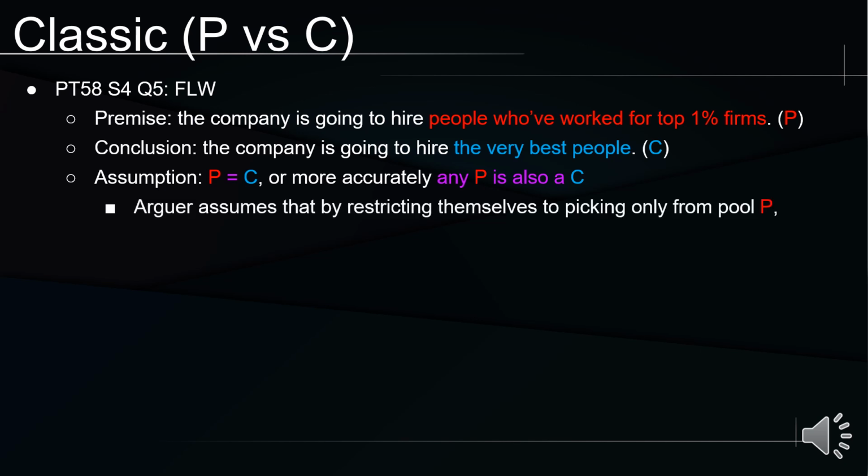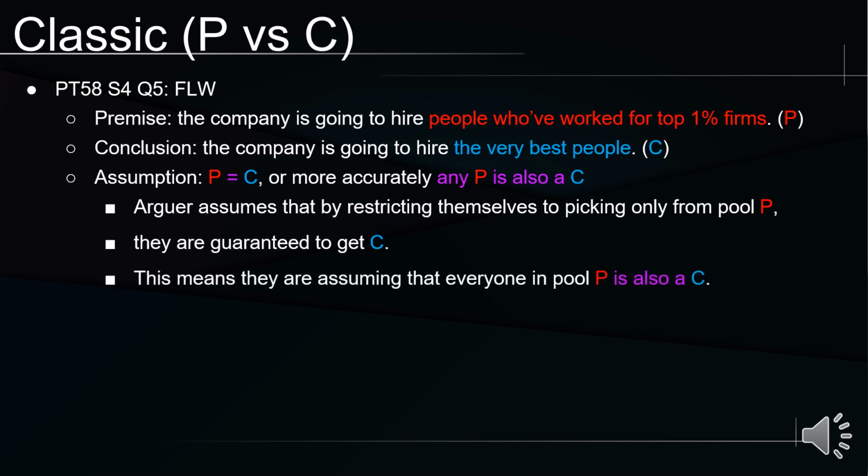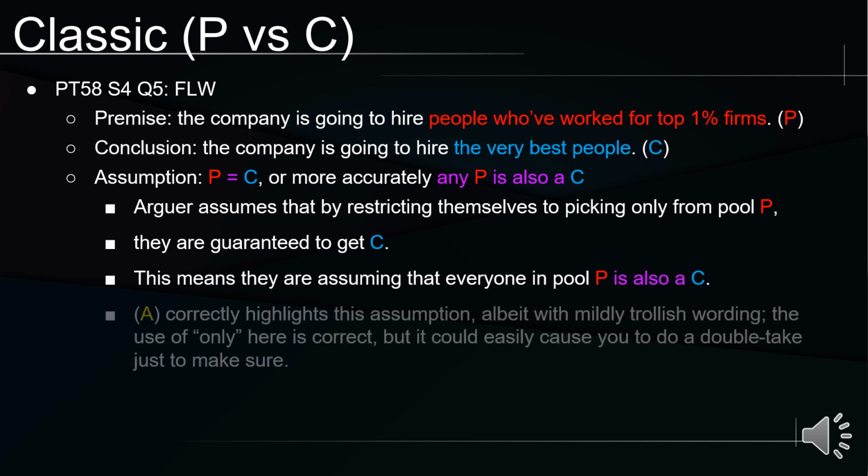So to break it down a little bit more specifically, the arguer assumes that by restricting themselves to picking only people from pool P, they are guaranteed to get a C out of that process. This means that they are assuming that everyone in pool P is also a C, that there's no way for them to be picking only from pool P and end up with something that's not a C.